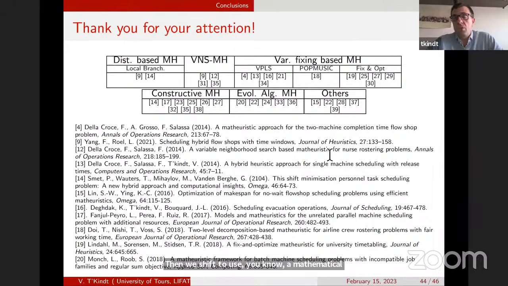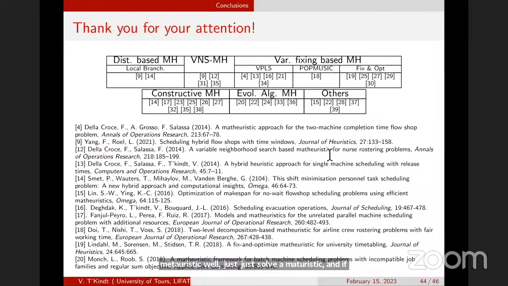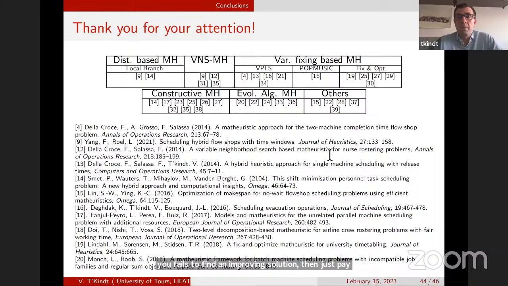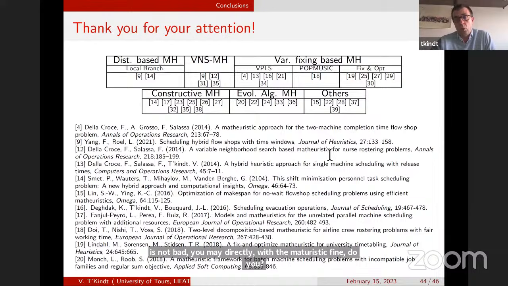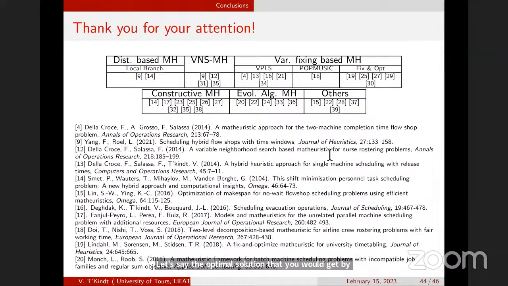Well, a matheuristic is just solving a problem in a heuristic way. So I would say that in your branch and price approach, instead of using your metaheuristic first, just solve a matheuristic. And if it fails to find an improving solution, then just pay for the IP. Possibly, if your IP formulation is not bad, you may directly find with the matheuristic, let's say, the optimal solution that you would get by solving the IP. But you will not have the proof of optimality, but at least you will have a very good solution, because it's quite close to solving the IP. Correct. Yes. Thank you.